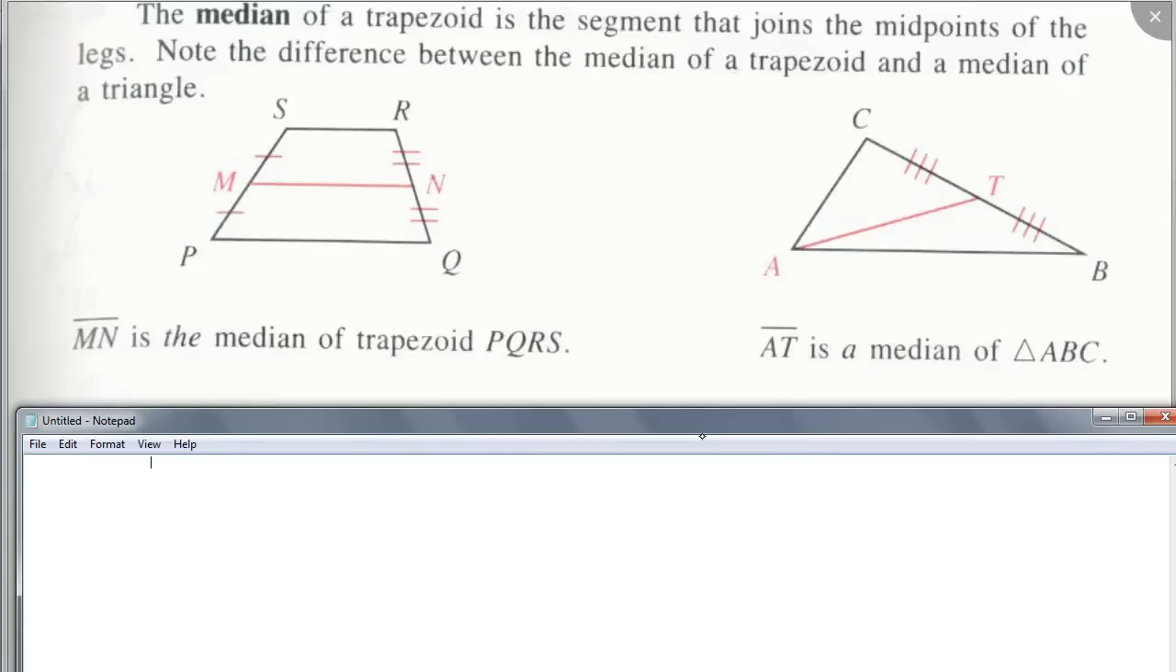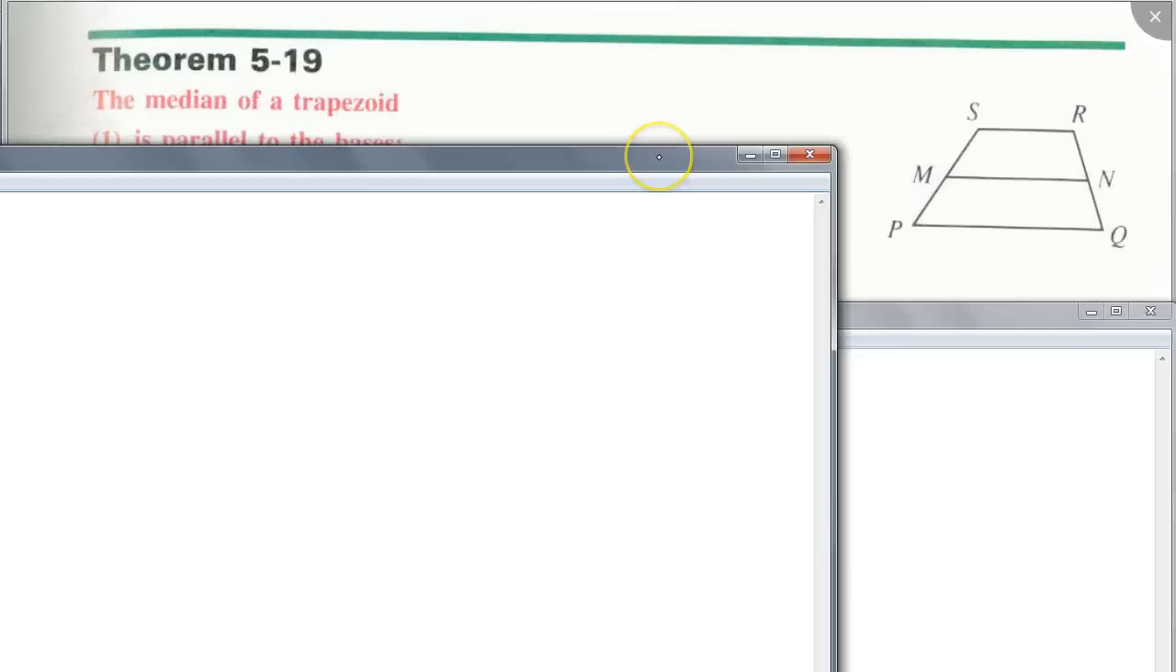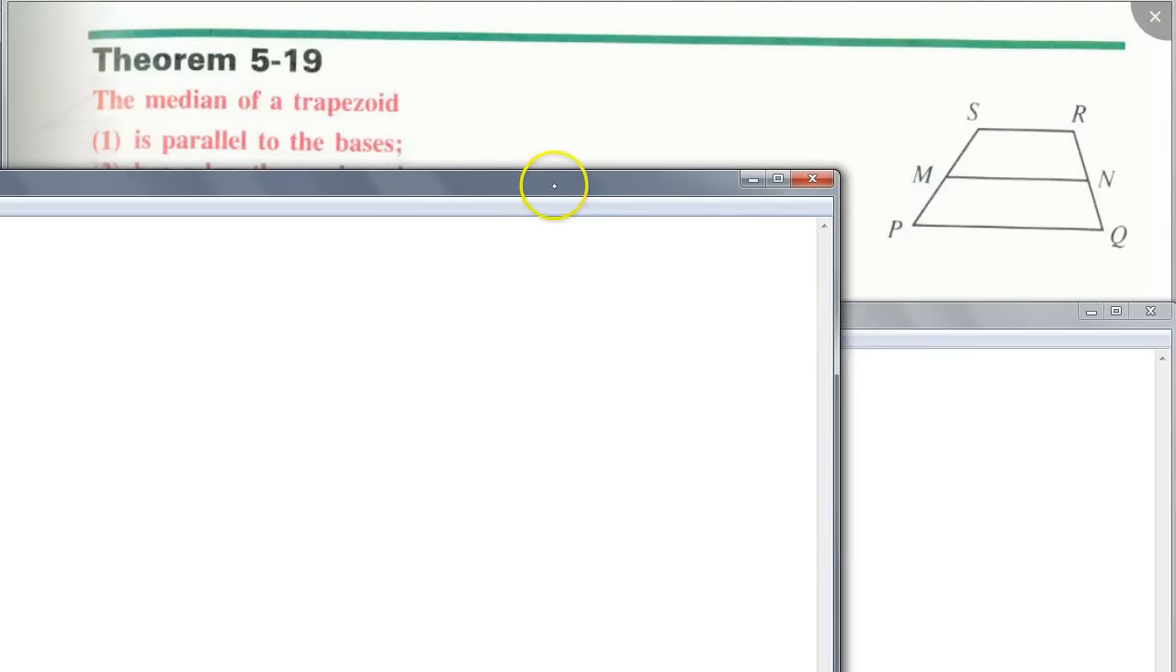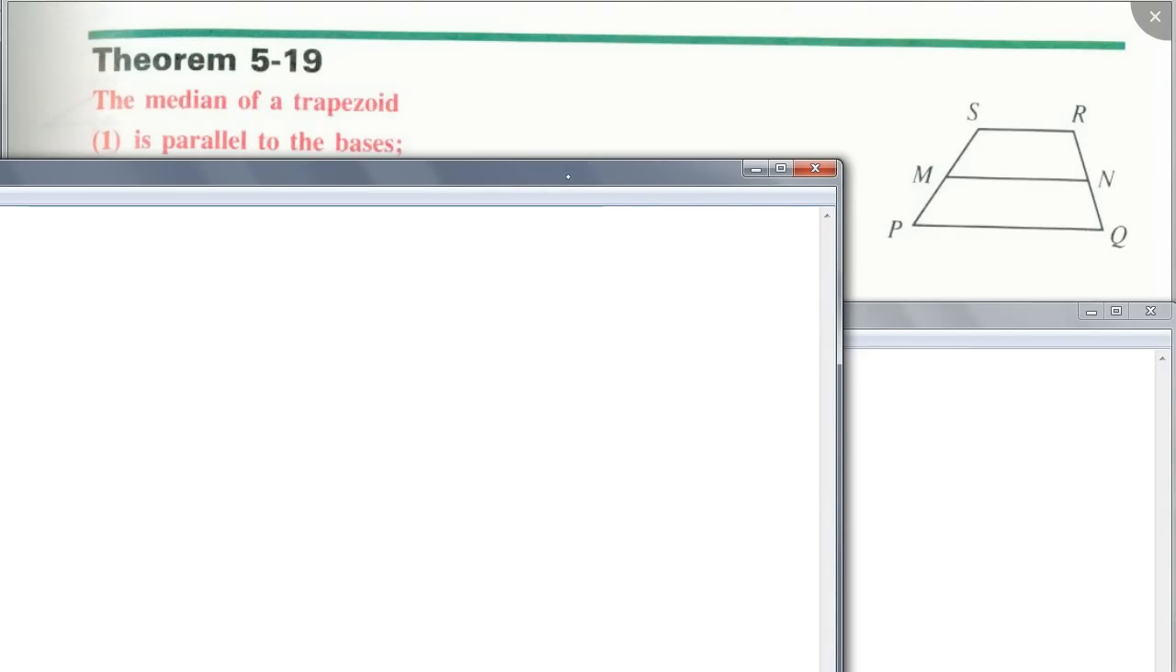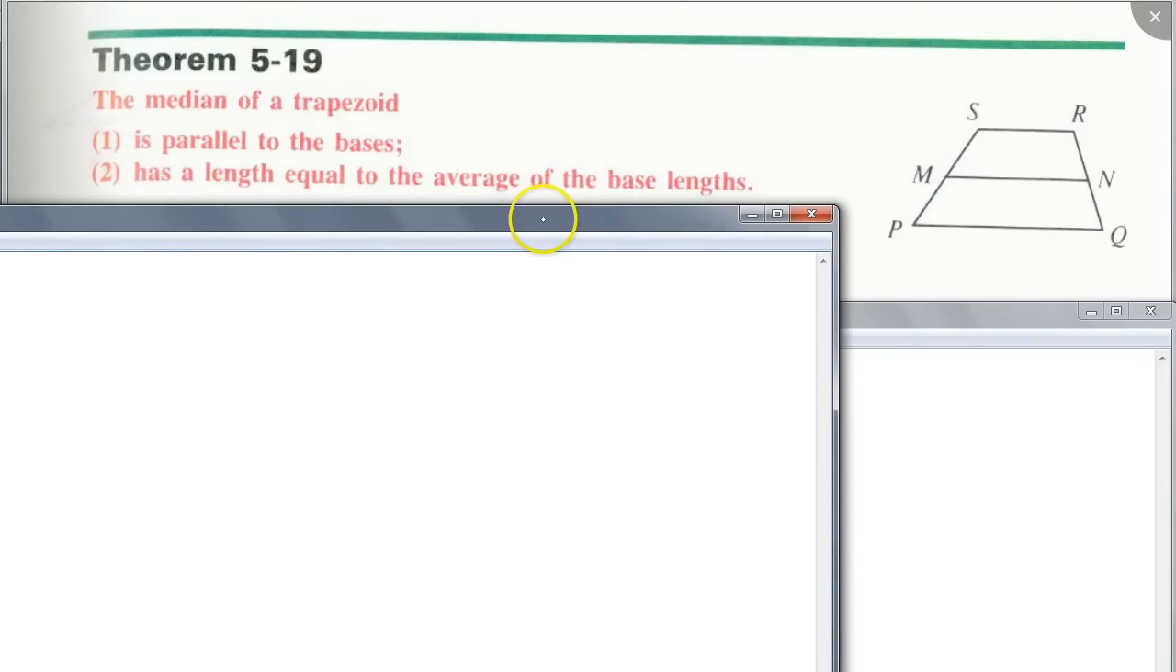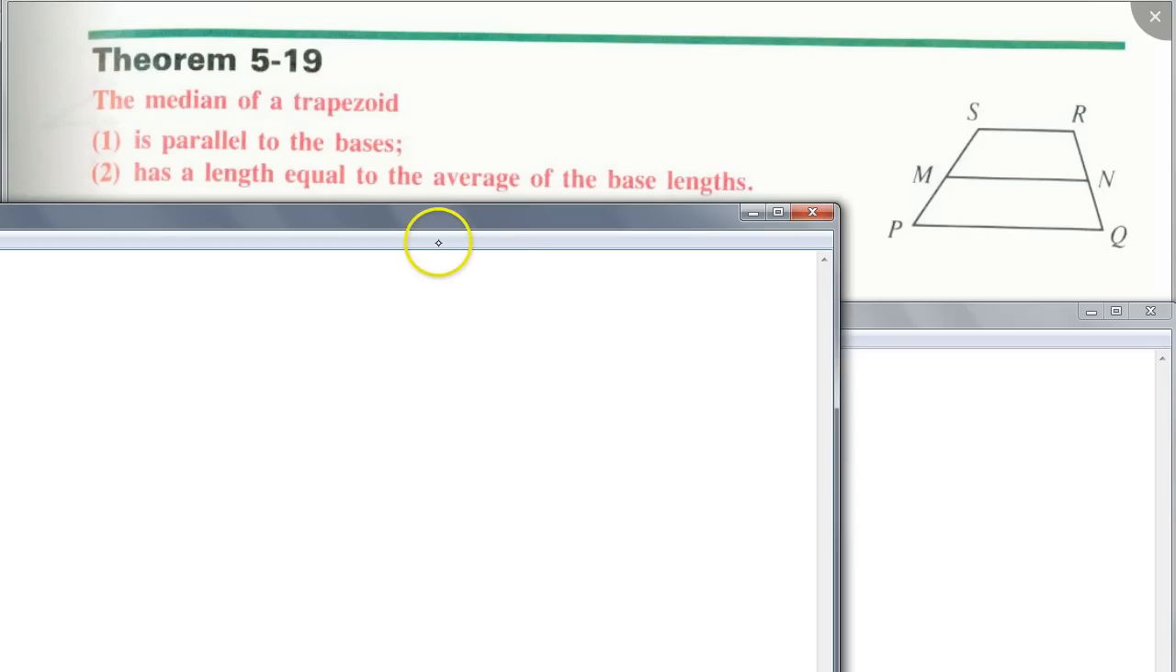Let me move this up a second. So you're right, it is parallel to the bases, SR and PQ. Actually, it's going to say one other thing in terms of length. You could actually figure out the length of Mn. Tony, what do you think? SR plus PQ divided by 2. Exactly right.